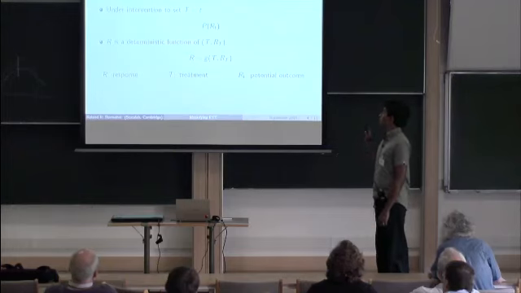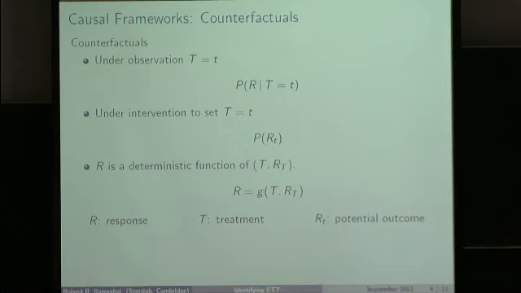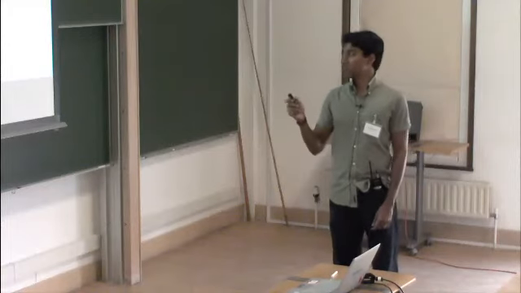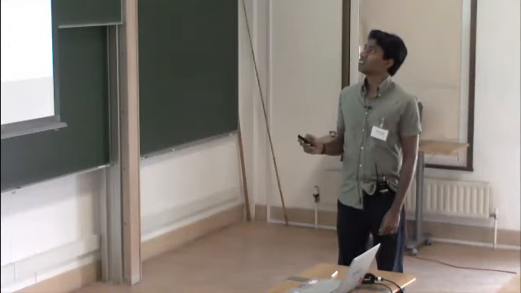The counterfactual framework, you have observation that T equal to t is the usual conditional probability of R given T, and you have your potential outcomes notation, which distinguishes observation and intervention by saying R_t is some variable which represents the response under intervention, and that's how we distinguish intervention and observation. And they also impose this assumption in the counterfactual framework that R is a deterministic function of treatment and the potential outcome.